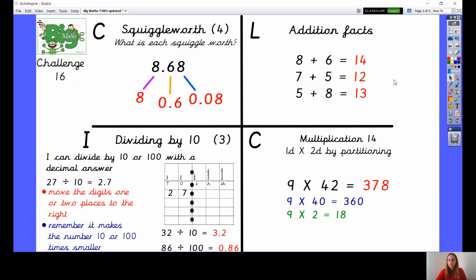Again, we're going to be practicing these skills for the rest of Big Maths this week. So if there's anything you're finding tricky, do let me know by posting on Dojo your work, and maybe write a question or say I found this little bit difficult. Let us know and we'll see if we can help you.